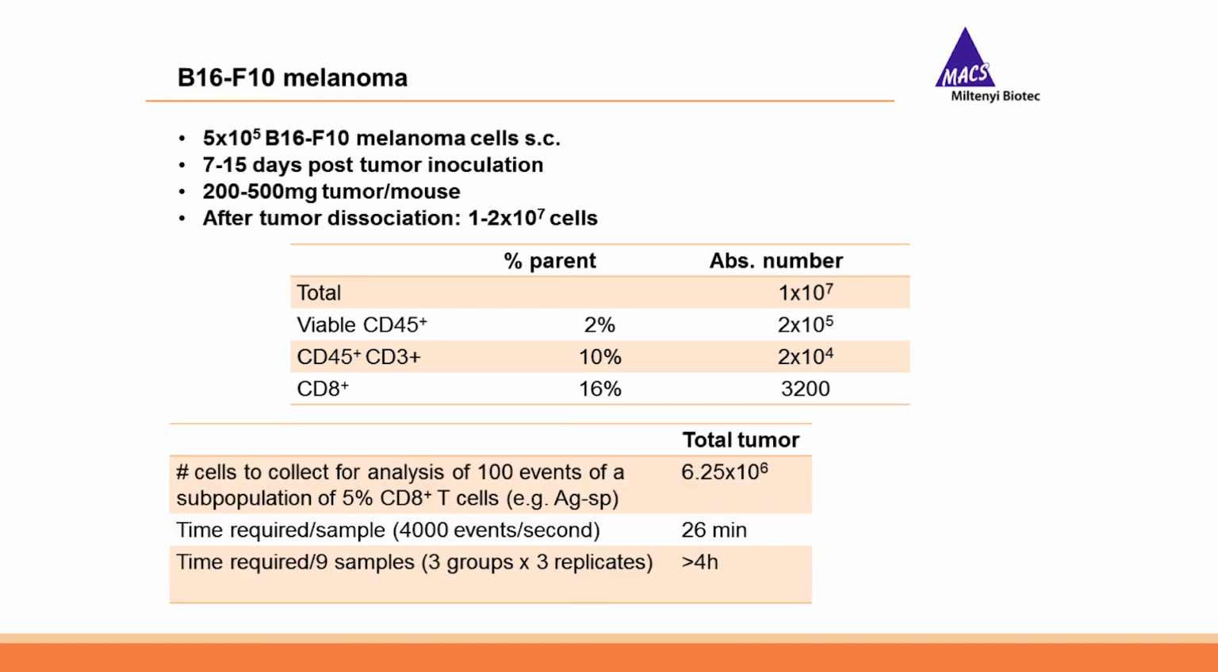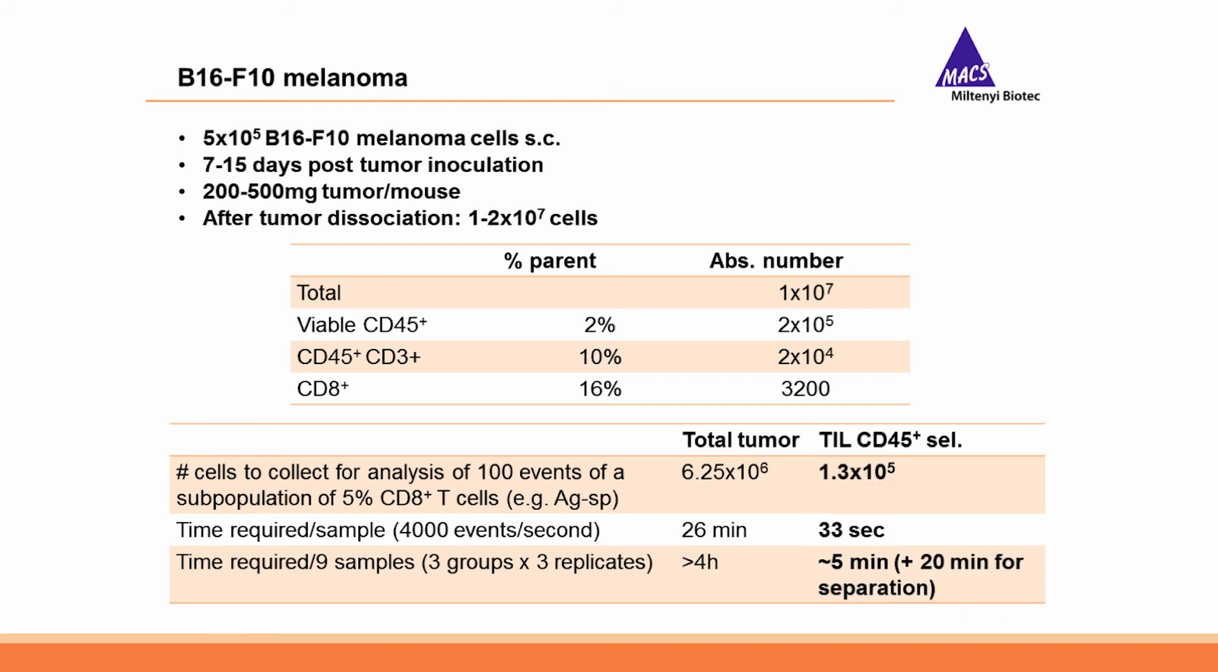And then if you want to now analyze a subpopulation of CD8 cells, such as an antigen-specific CD8 T cell, which is about 5% of this population, if you just want to acquire 100 events of your target population, you need to acquire more than 6 million total cells from your sample. If you run this flow cytometer at 4,000 events per second, it will take you 26 minutes. And if you have 9 samples, which is really not a lot, so 3 groups and 3 replicates, it will take you 4 hours in front of the flow cytometer. And a lot of reagents, because you have to stain really high numbers of cells.